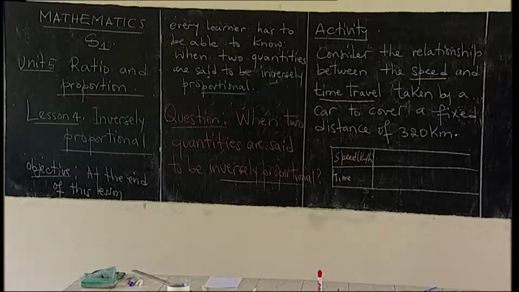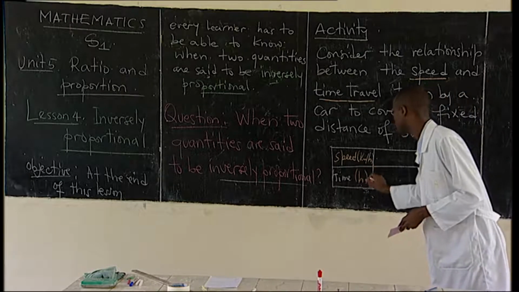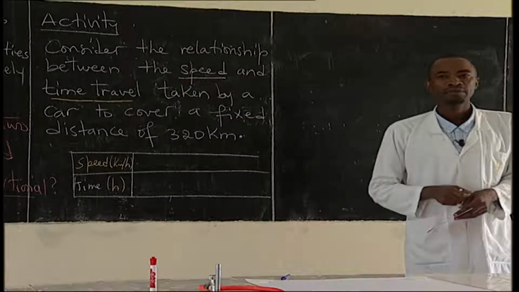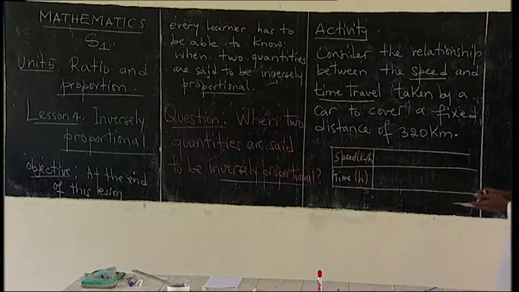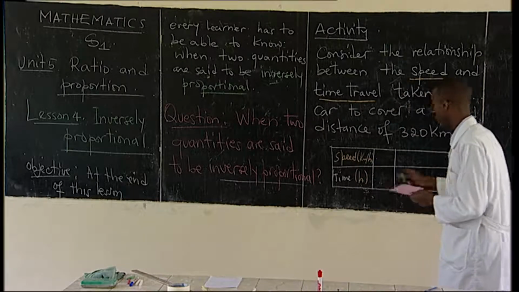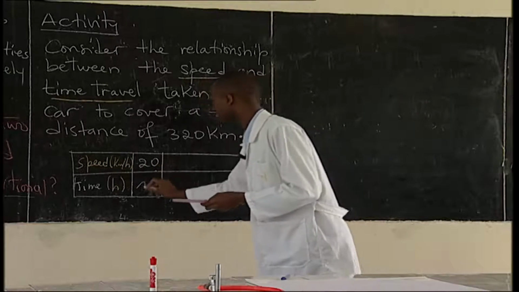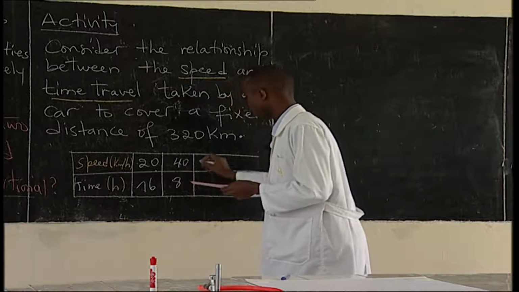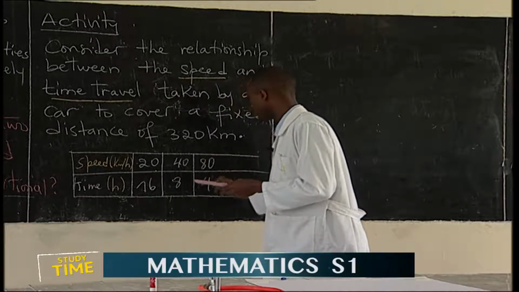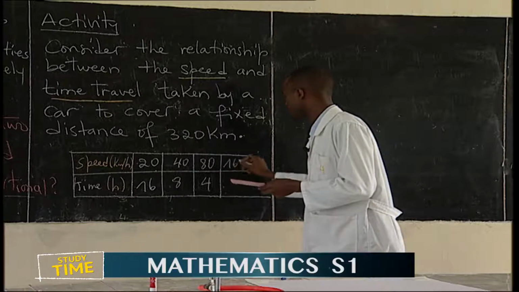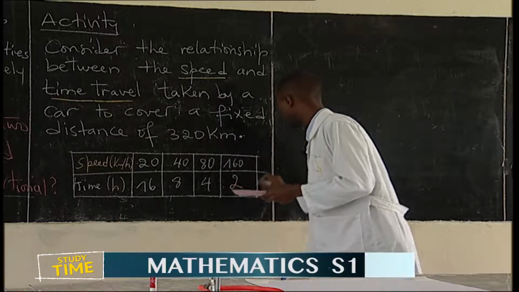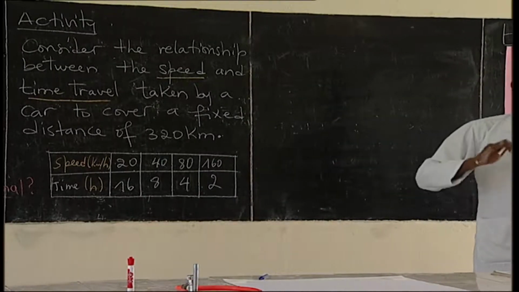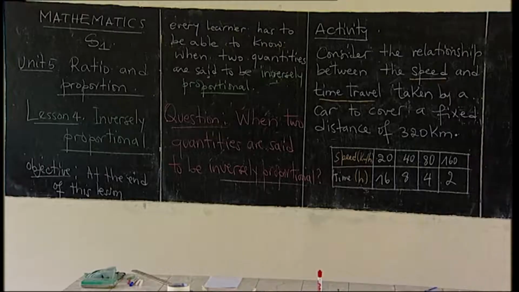Time is expressed in hours. This H stands for hours, and km stands for kilometers. Now we have this table. Let me put the data there. We have 20, here we have 16. Here we have 40, here we have 8. Here we have 80, we have 4. And 160, here it's 2. This is the table that shows us how speed goes with time.